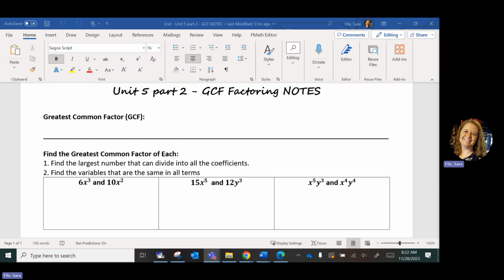What does greatest mean? The biggest, the largest. Now common, if you have something in common, means it's the same, right? So that means there's going to be multiple terms, and we are looking for the largest factor that the terms have in common, that they share. So I'm going to write out that as my definition here.